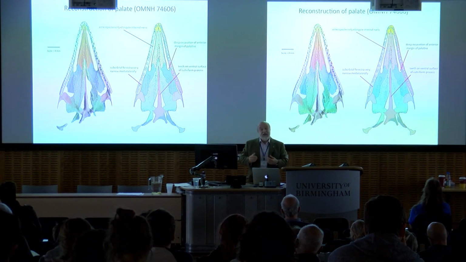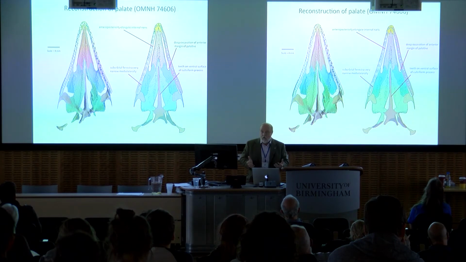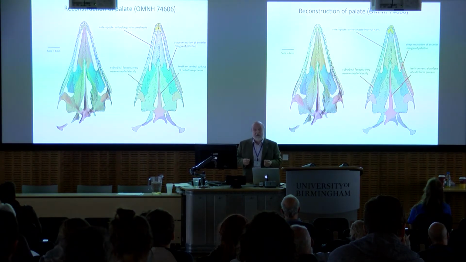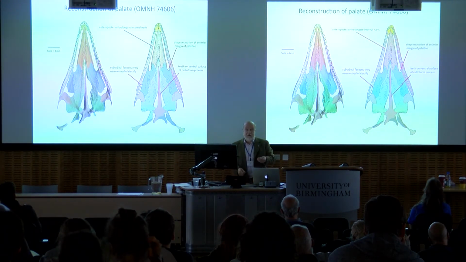Anteriorly, as you can see on the actual reconstruction on the left, it's virtually closed. Now the question is: is this a suborbital fenestra which is on the way to closing, or is it because it's a lot narrower than earlier material that we find in Petrolacosaurus?